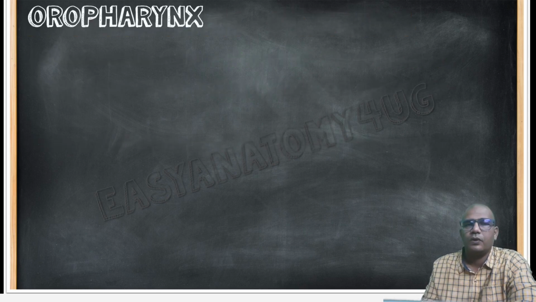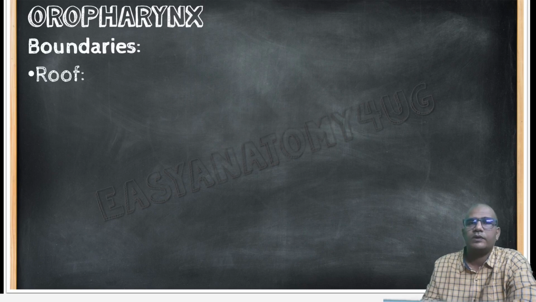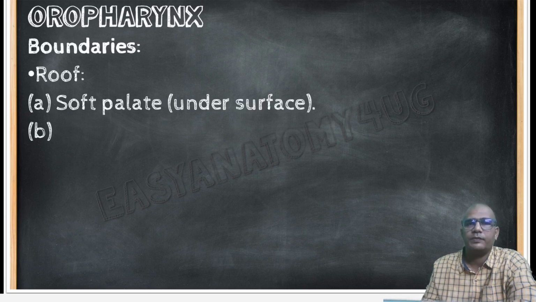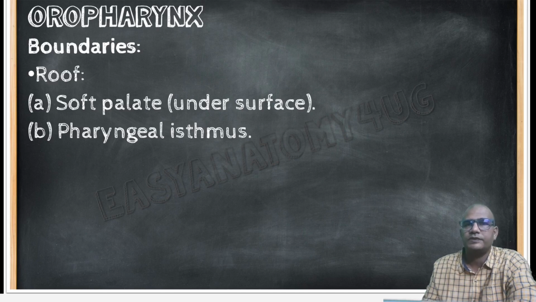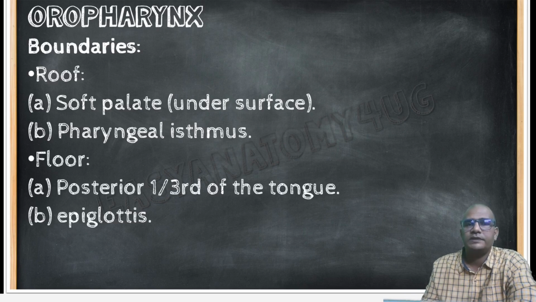Next, we will have oropharynx and its boundaries. What are the boundaries? Roof is formed by soft palate, obviously, and pharyngeal isthmus, which separates nasopharynx from the oropharynx. So here we will again revise the pharyngeal isthmus and oropharyngeal isthmus. Pharyngeal isthmus or nasopharyngeal isthmus separates nasopharynx from the oropharynx, whereas oropharyngeal isthmus separates oral cavity from the oropharynx. Floor of the oropharynx is formed by posterior one-third of the tongue, which consists of the lingual tonsil, we have already seen and drawn in the diagram, and epiglottis.